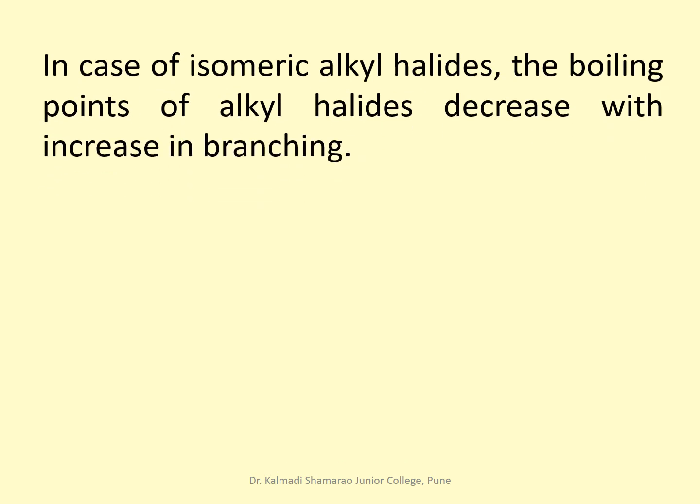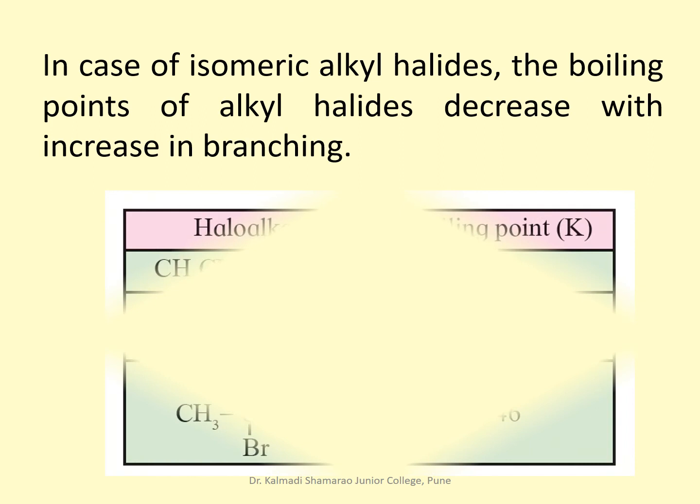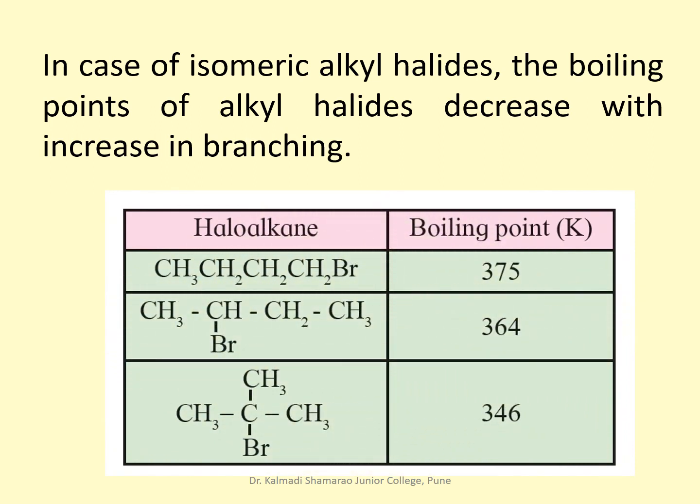In case of isomeric alkyl halides, the boiling points of alkyl halides decrease with increase in branching. For example, the three compounds n-butyl bromide, sec-butyl bromide and tert-butyl bromide are isomers of each other. n-Butyl bromide is a straight chain compound. There are no branches. As the number of branches increases, boiling point decreases.